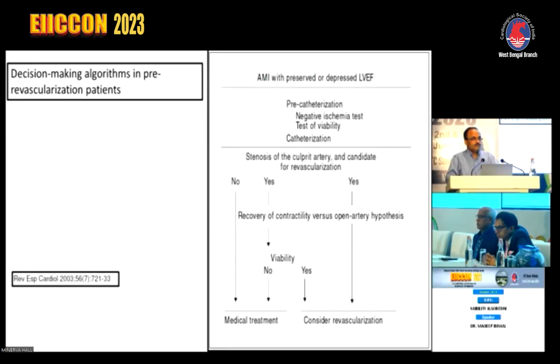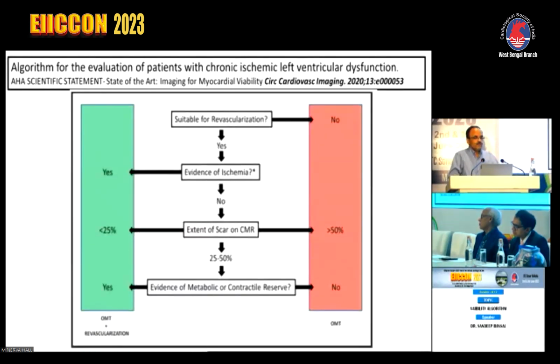This is a more simplified one. In terms of acute MI, suppose you have not been able to revascularize the patient in the 36 or 48 hours window, which is a class 2A recommendation of the ESC, and you do the ischemia test and it is negative, go ahead and do the tests of viability. And if the myocardium is viable, then you consider revascularization, as I showed you in my case. So these are the last 2 slides.